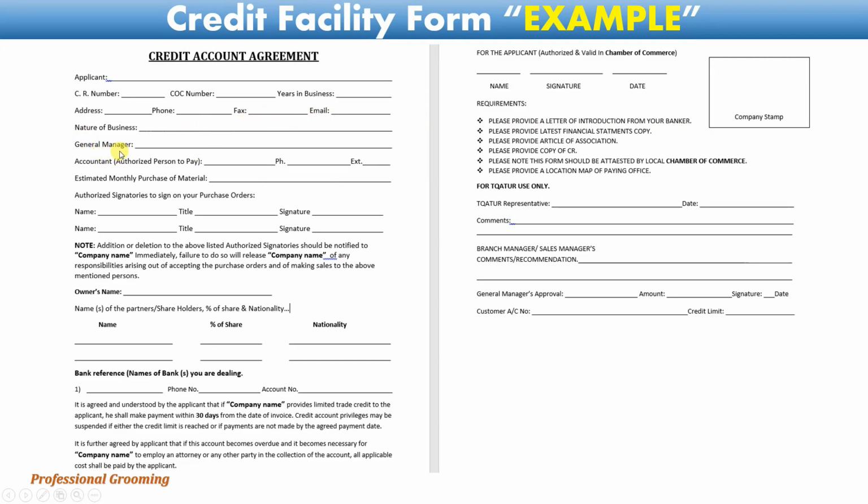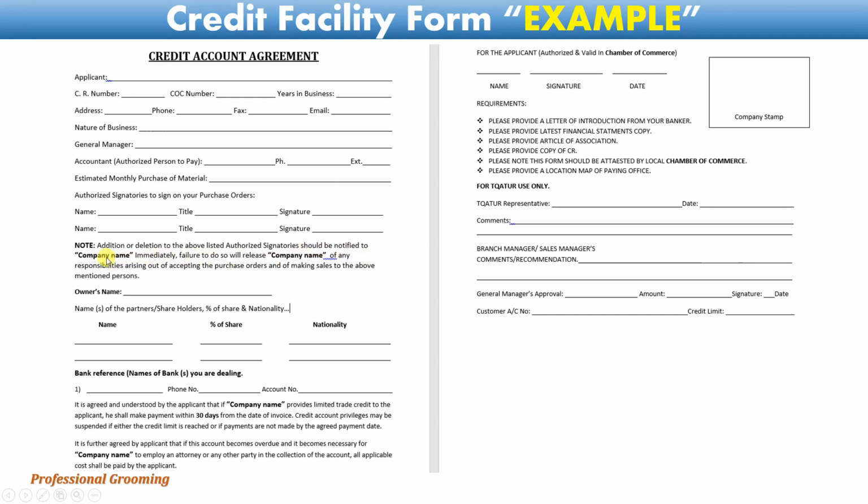Okay, the general manager name, accountant name and their phone numbers, and estimated monthly purchase of material, how much they will purchase from us monthly. Then the authorized signatories to sign on your purchase order. When they issue a purchase order, we need to verify the signatures of who signs that purchase order so we can deliver the goods. Here we need to mention the note: any addition or deletion to the above listed authorized signatories should be notified to the company name here, to us.